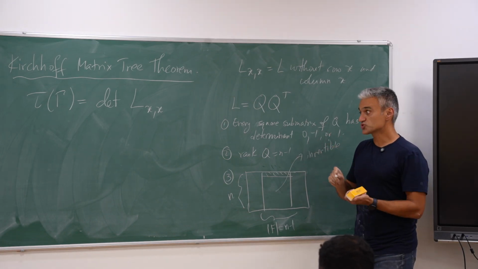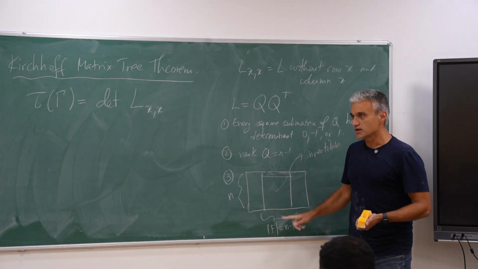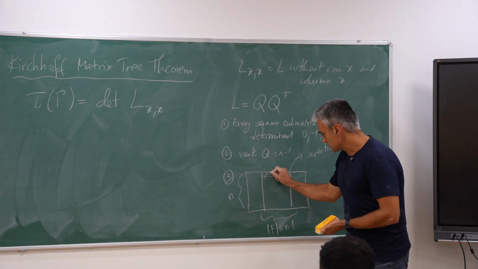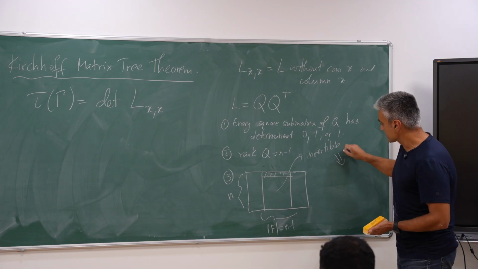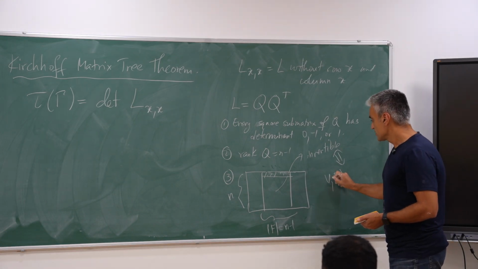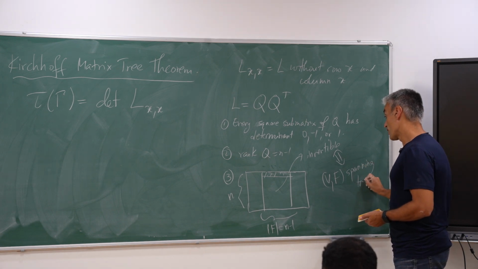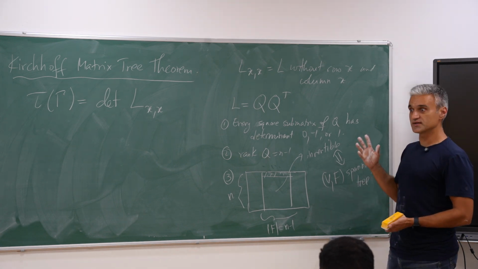Okay, why is that? So let's say first I don't delete this row. It's invertible if and only if the graph with V and F is a spanning tree. So that's how the spanning trees come into play.